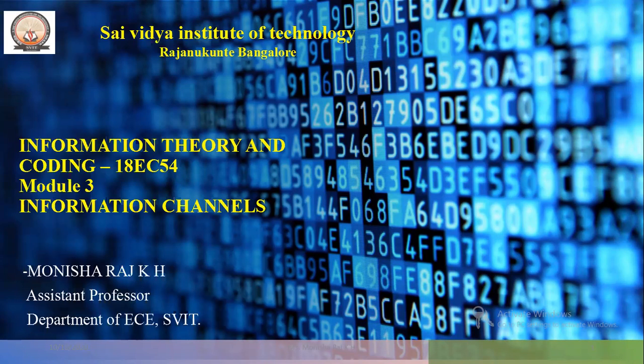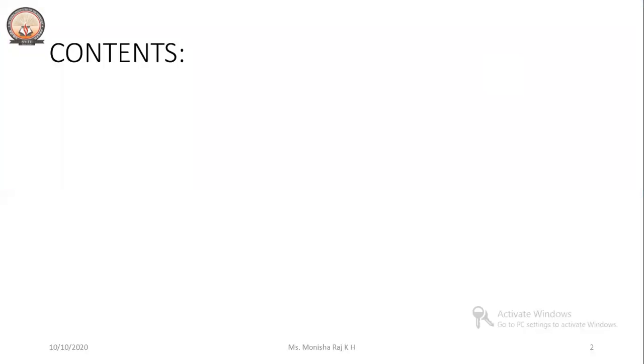In this lecture video, we'll be starting with Module 3 of Information Theory and Coding, that is Information Channels. Before going into the actual contents of this module in depth, we'll first see what the contents in this module are. It consists of three parts.